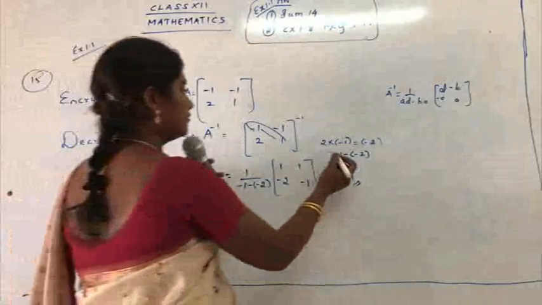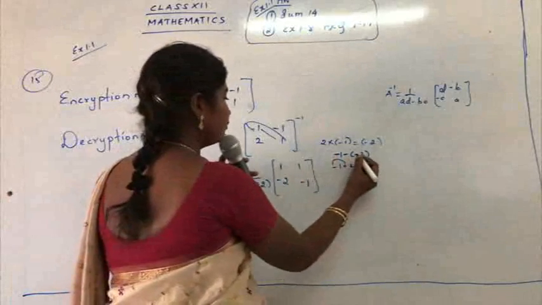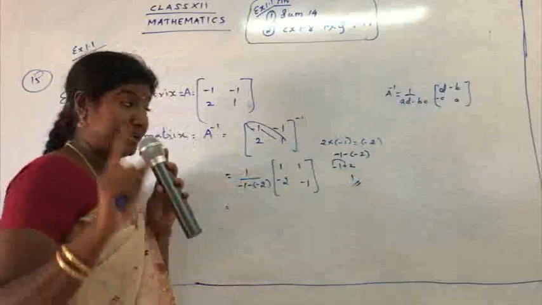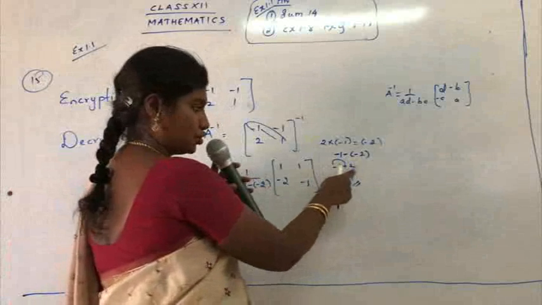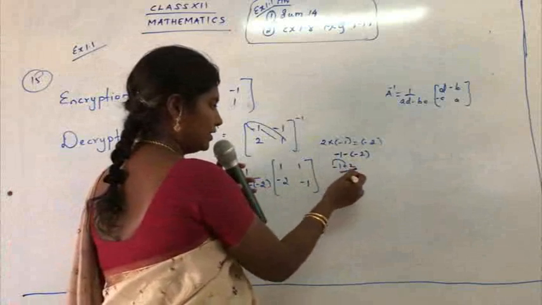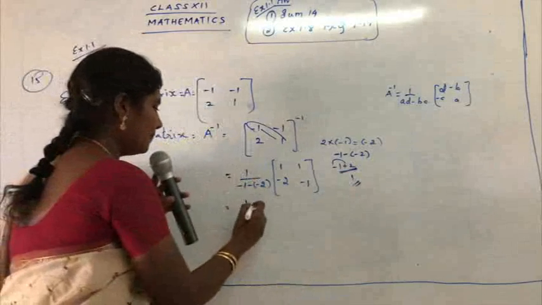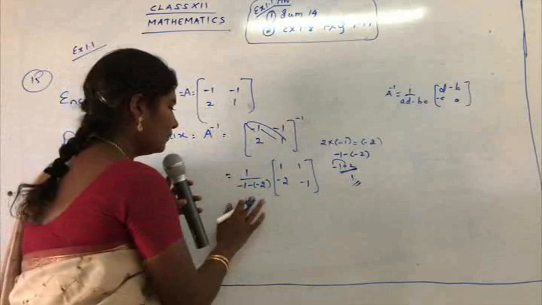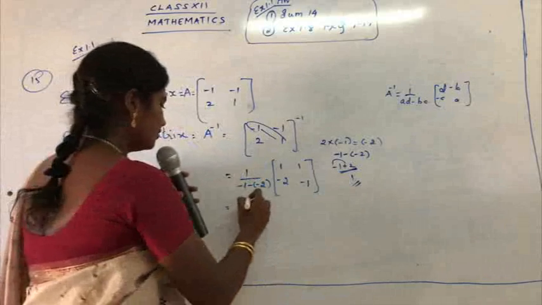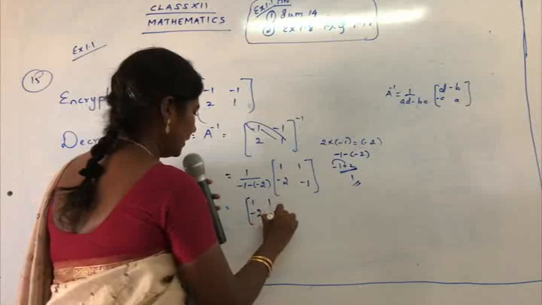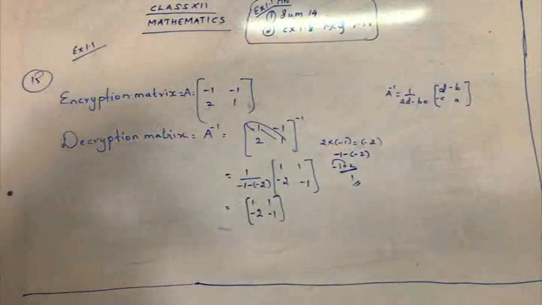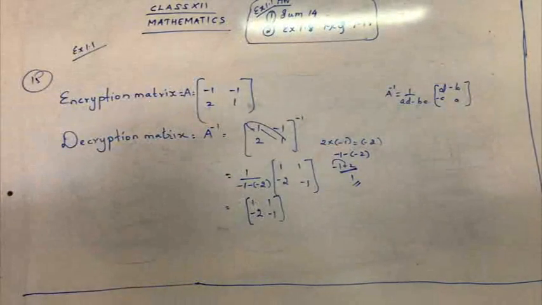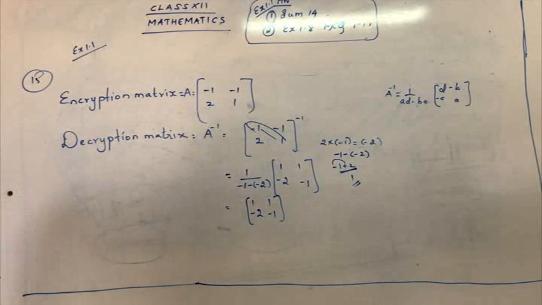See here, just do not get confused. This minus is alone, but here we have two minuses. So when we have two signs together, we have to make it a single sign. So minus turns to be plus. So -1 plus 2, when you simplify it, you get the answer as 1. So this is 1 upon 1, and 1 upon 1 is 1, so no need to mention it. Directly we get the answer 1, 1, -2, -1. So I get 1, 1, -2, -1. Okay, so we have found the decryption matrix. We got the decryption matrix from the inverse of the encryption matrix.